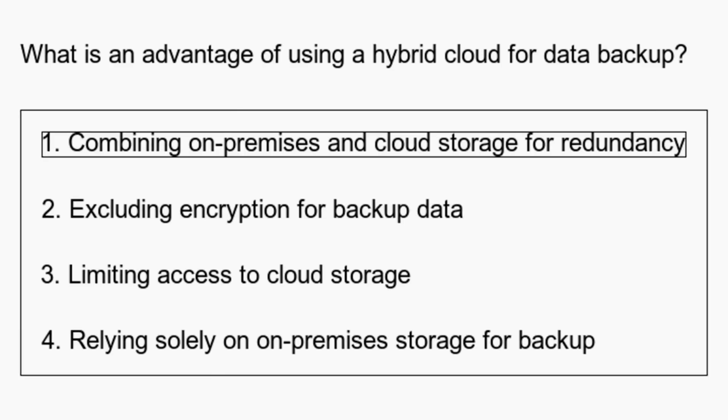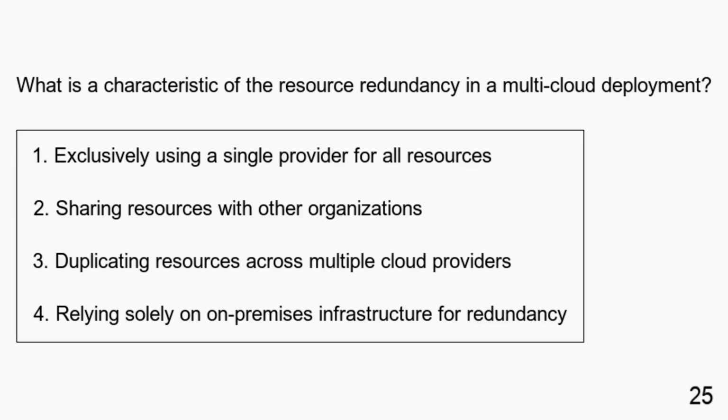Hybrid clouds allow organizations to combine on-premises and cloud storage for data backup, providing redundancy and flexibility. What is a characteristic of the resource redundancy in a multi-cloud deployment?